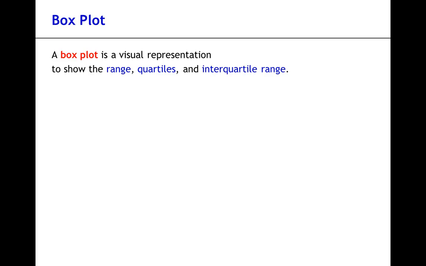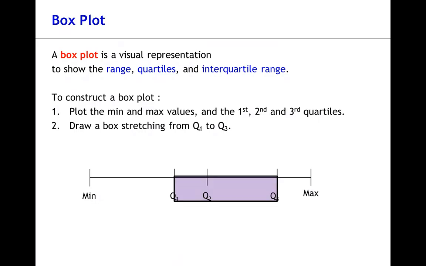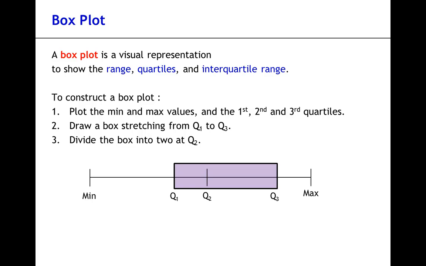We'll now use a box plot to visually represent the range, quartiles, and interquartile range. To do that, start by plotting the minimum and maximum values, and the first, second, and third quartiles on a number line like this. Next, draw a box stretching from Q sub 1 to Q sub 3 like this. Finally, divide the box into 2 at Q sub 2 like this. That completes the picture and helps us to bring all the measures and descriptors together.